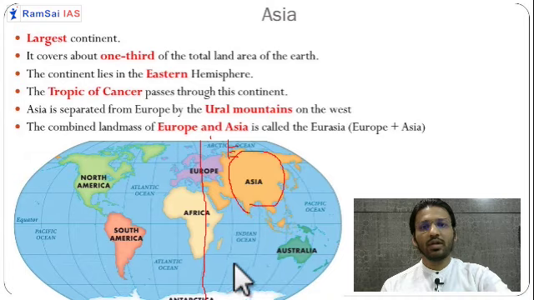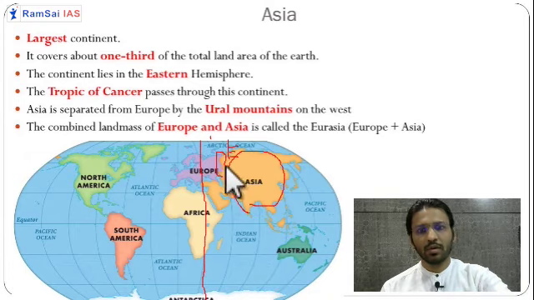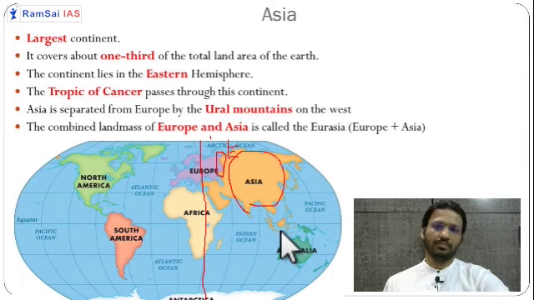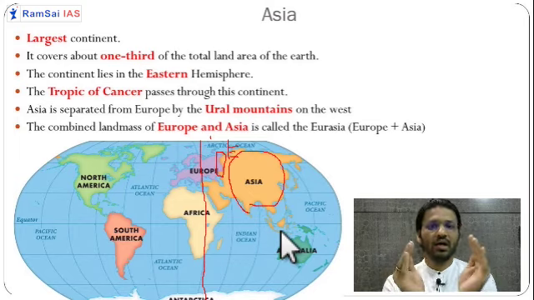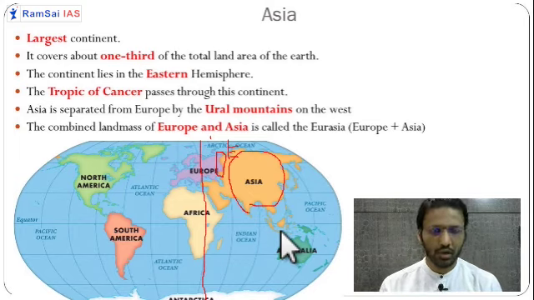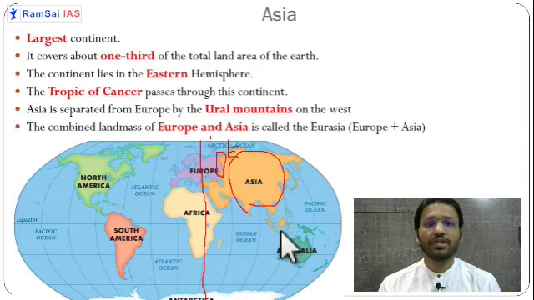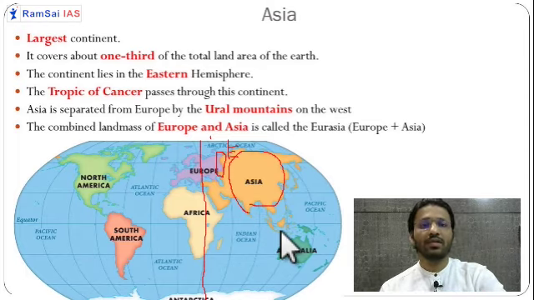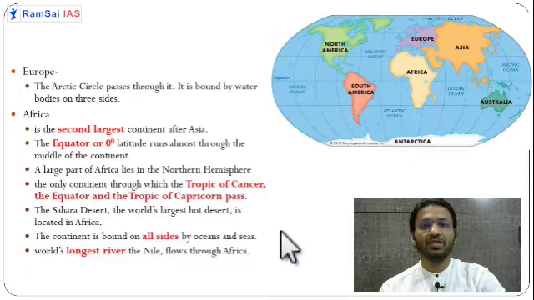Now you can see over here, the Ural Mountains are separating Europe from Asia. So these Ural Mountains are very important. If we combine Europe and Asia, we call it Eurasia or the Eurasian continent. So the Ural Mountains, which are separating Europe and Asia, are very important. Okay. Next continent is Europe.